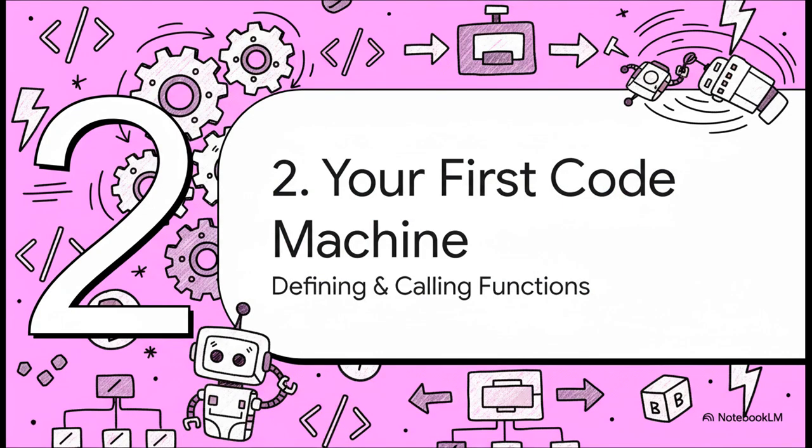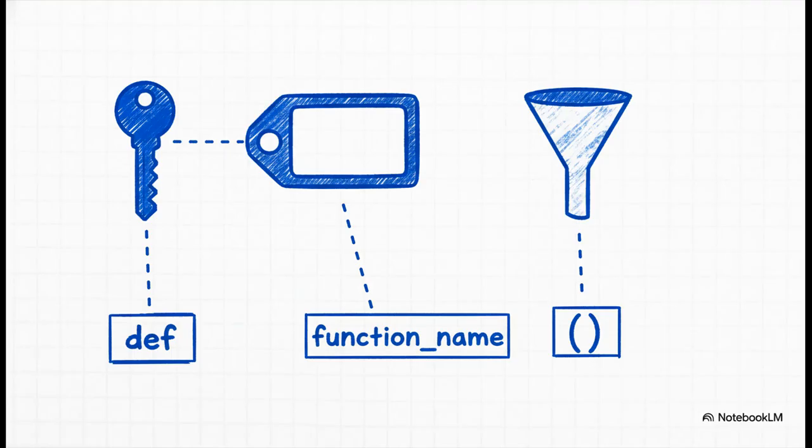So, enough about the problem. Let's build the solution. In this next section, we are going to build your very first code machine by defining and then calling a really basic function. The blueprint for any function in Python always starts with the keyword def, which is just short for define. After that, you give your function a unique name, and then you have a set of parentheses. And as you'll see in a minute, those parentheses are where we'll eventually put our inputs.